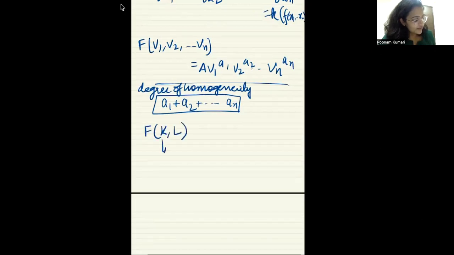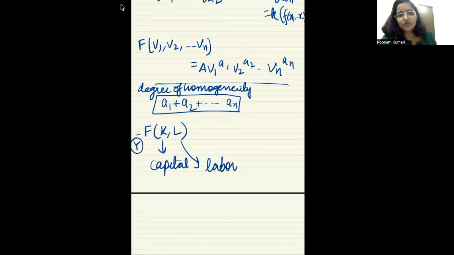Suppose, just deviating 2 minutes, let's say I have a function f(K, L). So this K is capital, and this L is labor. This function gives you how much output you can produce. So this is a production function. Production function क्या करता है? It tells you when you put K units of capital and L units of labor, how much output can you produce in the economy?